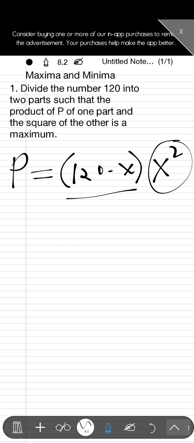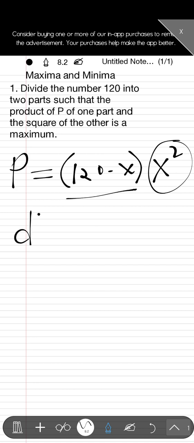Ano ibig sabihin ng maximum? Pag nasa question ng maximum, find maximum and minimum, that involves differential calculus. You cannot solve directly using your algebra. So you have to use first differential calculus. We have to find the derivative of P with respect to x, that is dP over dx, then equate that one to 0 para maging maximum.